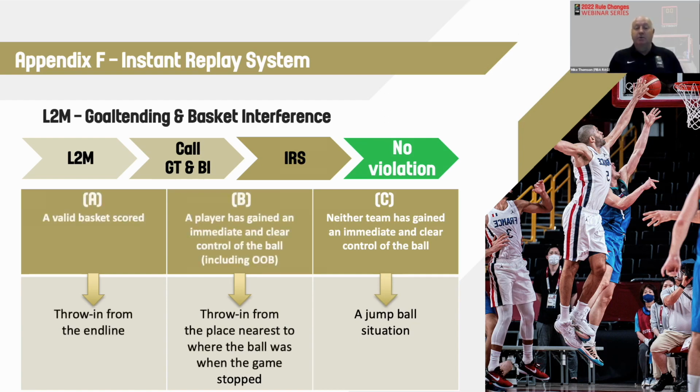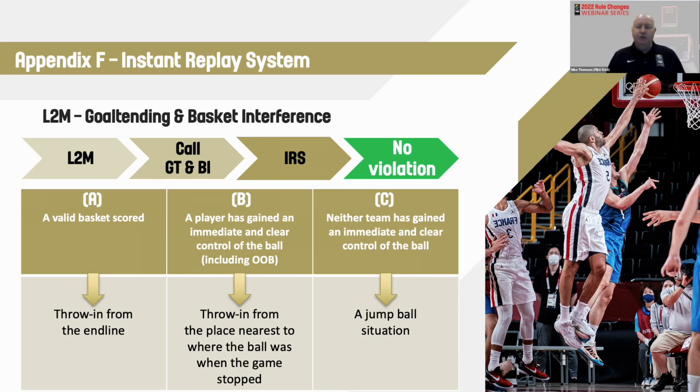Neither team gained that immediate clear control. We have a jump ball situation. We return to the alternating possession arrow, but we have reduced the number of times that occurs. I said on the immediate and clear control of the ball, this also includes an out of bounds.